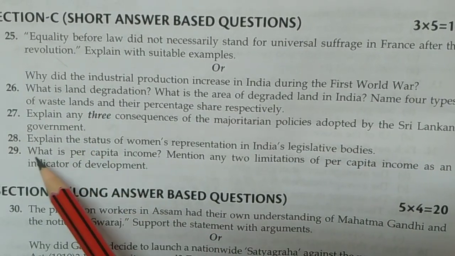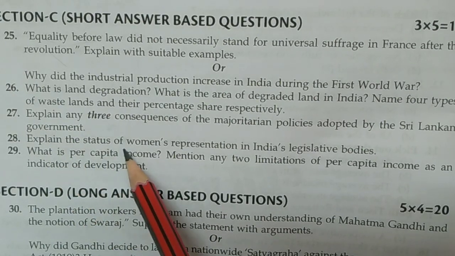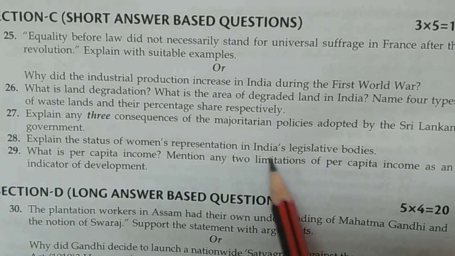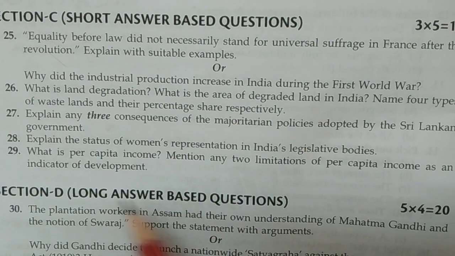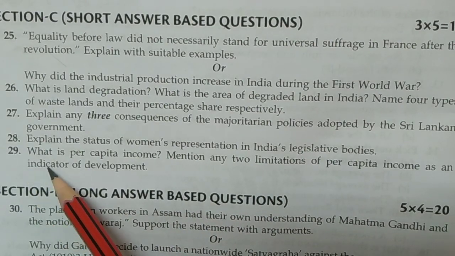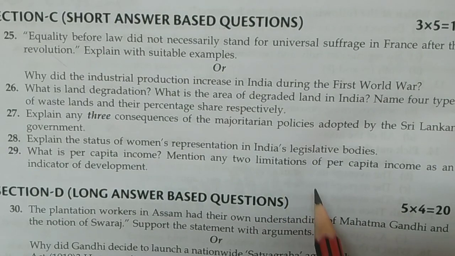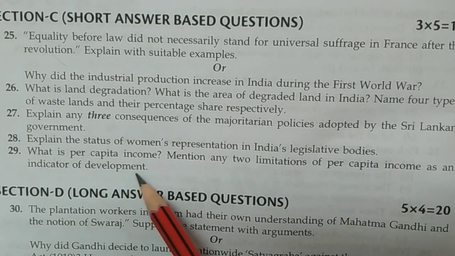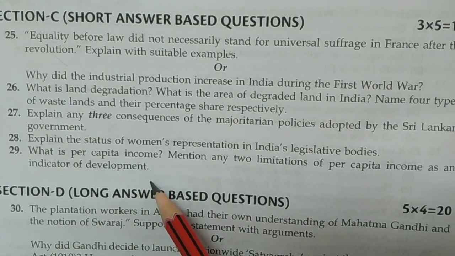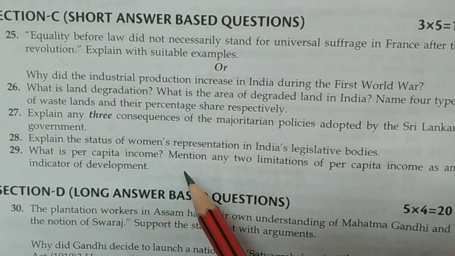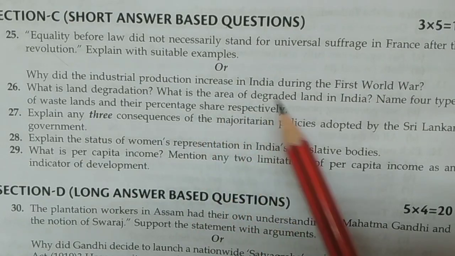Now question number 28: Explain the status of women's representation in India's legislative bodies. Next, 29: What is per capita income, and mention any 2 limitations of per capita income as an indicator of development. So these are the 5 questions asked from section C, short answer based questions.